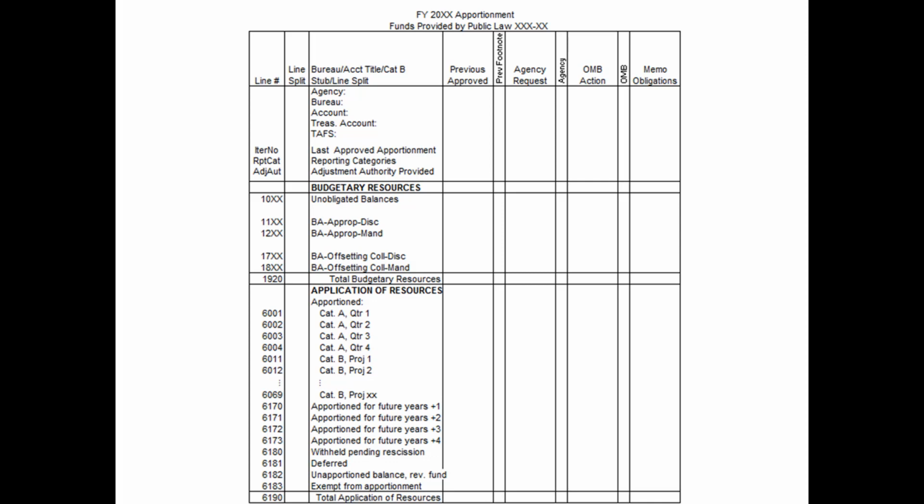As we noted earlier, the lines are divided into two major sections. A top section representing the budgetary resources, or where the funds are coming from, and a bottom section representing the application of budgetary resources, or where the funds are to be spent. We'll start with the budgetary resource lines, those lines in the 1000 series.